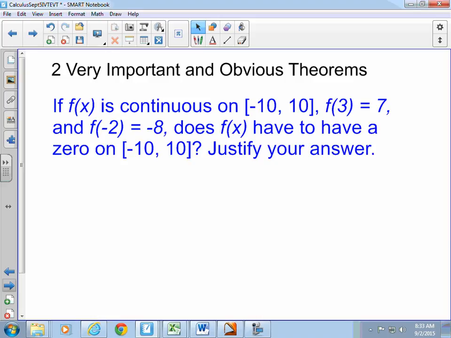But first of all, before I justify, what's the answer? Is there a 0 between negative 10 and 10? How do you know?